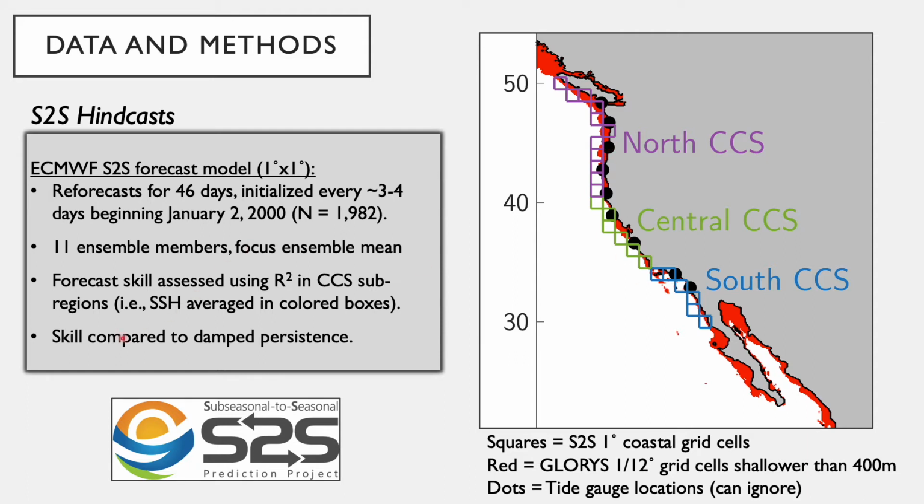And then finally, the forecast skill will be compared against damped persistence. And for a dynamical forecast to be useful or to be considered skillful, it will not only need to have a significant correlation, so significantly above zero, but it also needs to be significantly different than persistence. Otherwise, persistence is your better forecast, and you might as well just be using that.